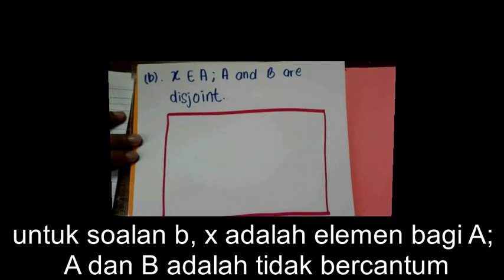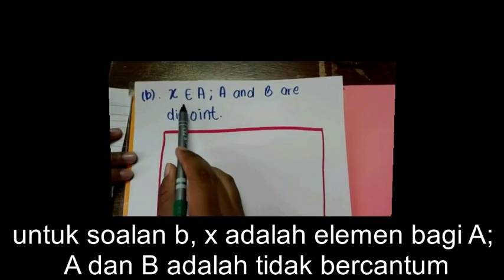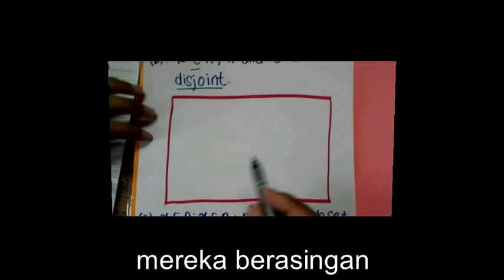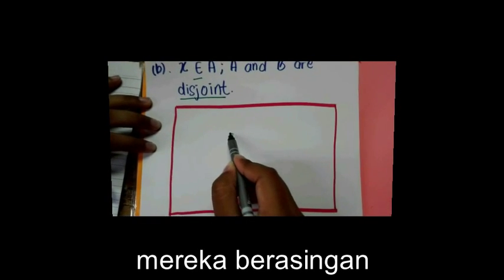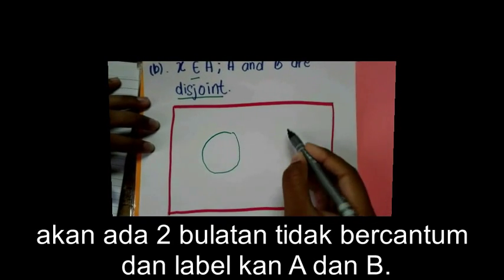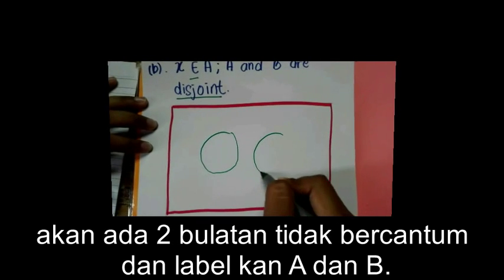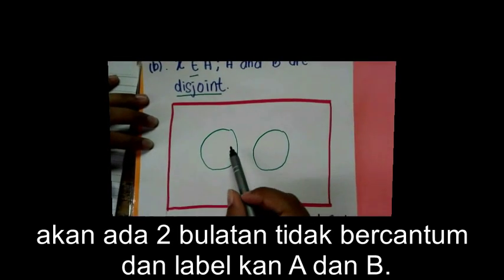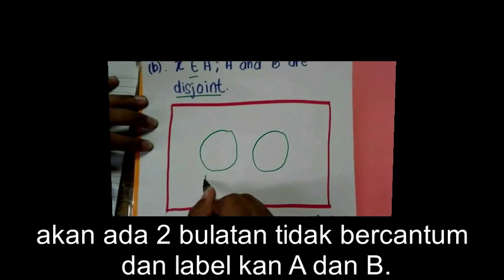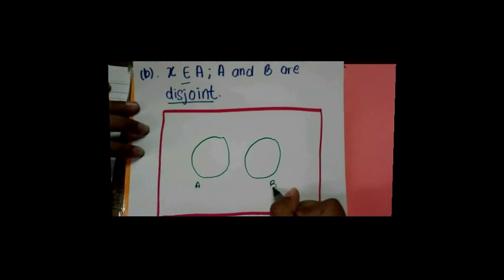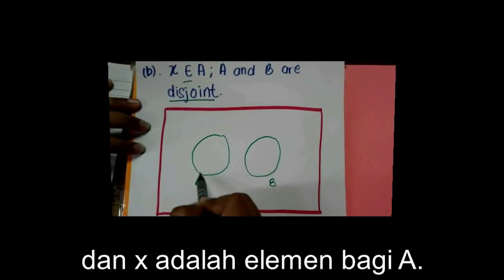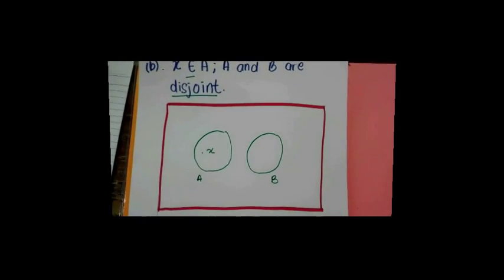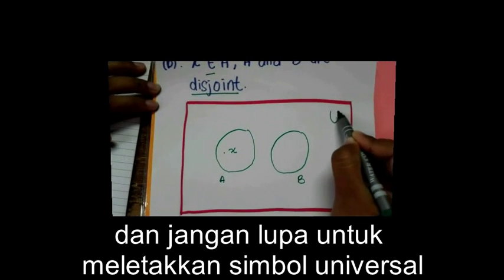For question B, X is an element of A. A and B are disjoint. They are separate from each other. So we have two circles which are disjoint, and X is an element of A. We put here A and this is B. So A has the element X. B has no element. And don't forget to put universal.